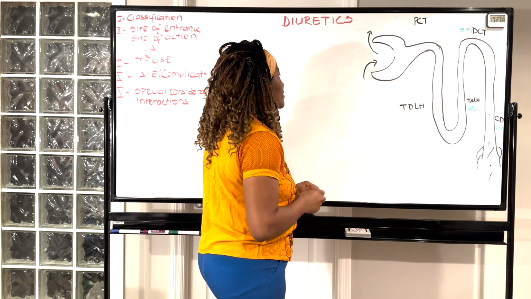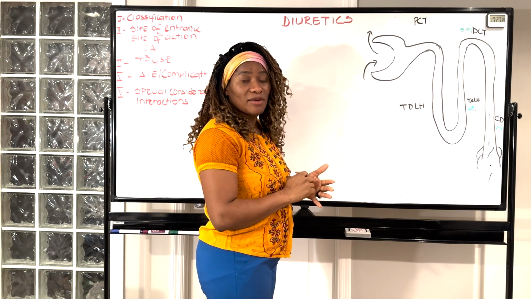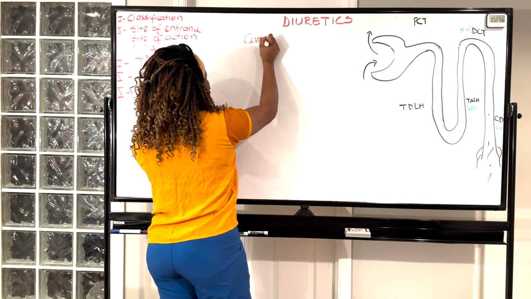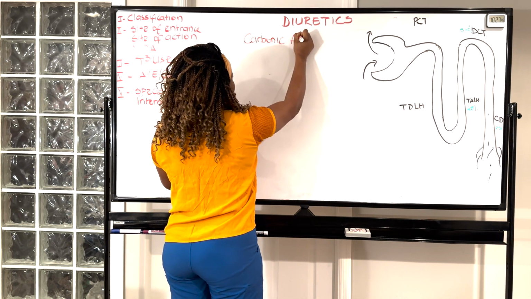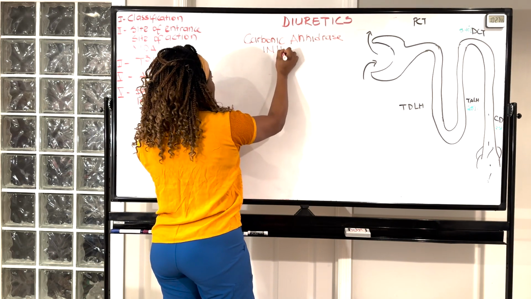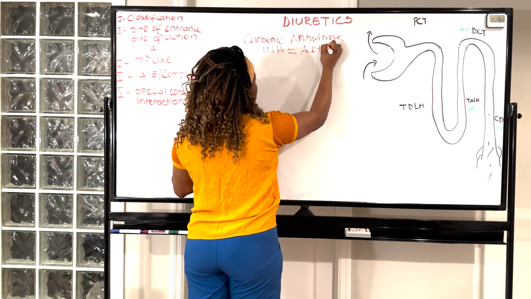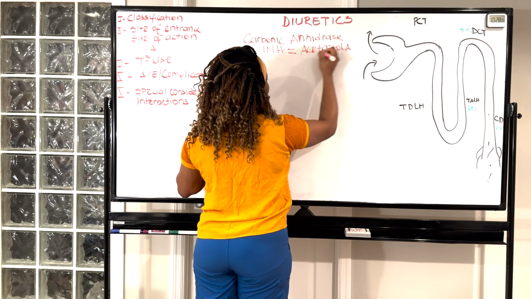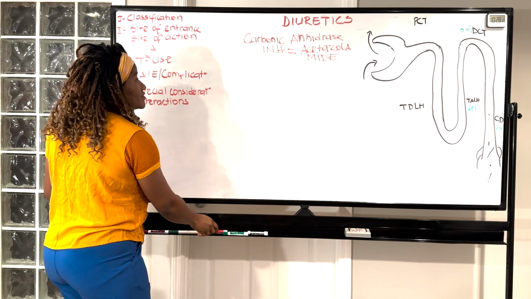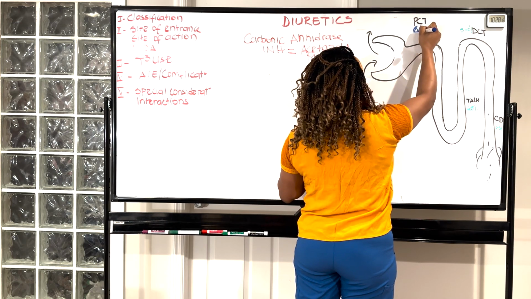So let's talk about the first diuretic we're going to talk about. It's going to be the carbonic anhydrase inhibitors, and our prototype drug here is going to be acetazolamide. So acetazolamide is going to act on the proximal convoluted tubule here. So, carbonic anhydrase inhibitors.